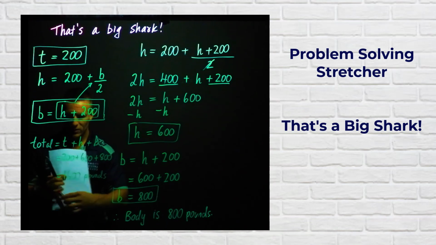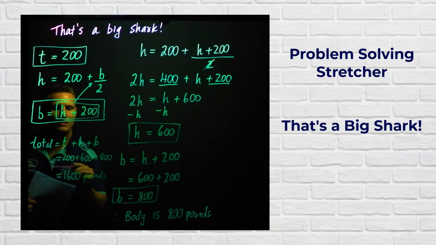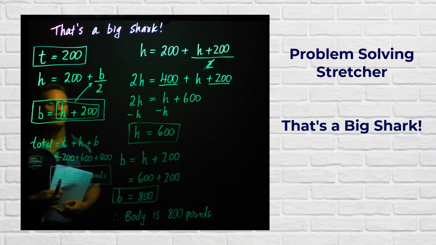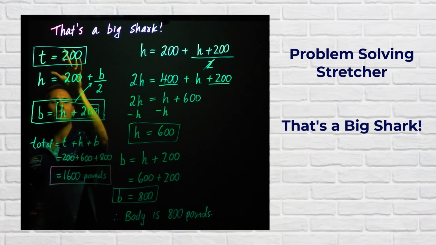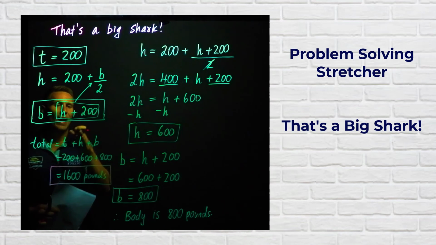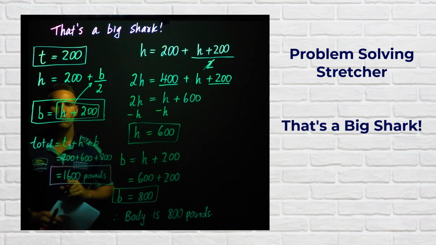So to finish off this problem, okay, we would then write a statement saying therefore the total weight of this particular shark is 1600 pounds. So what we've had to do is work out the tail, we've had to work out the head, we've had to work out the body, and then we've added those three together in order to work out the total weight of this shark.